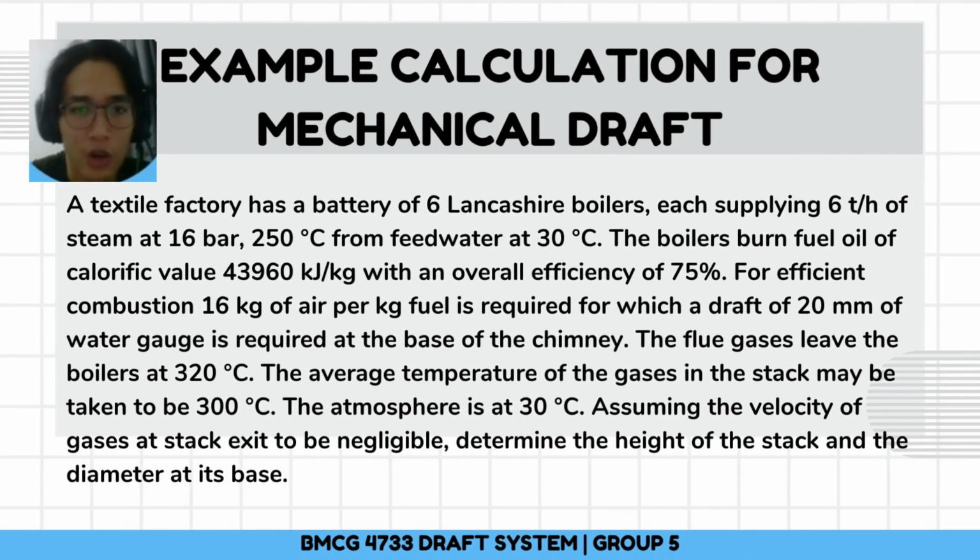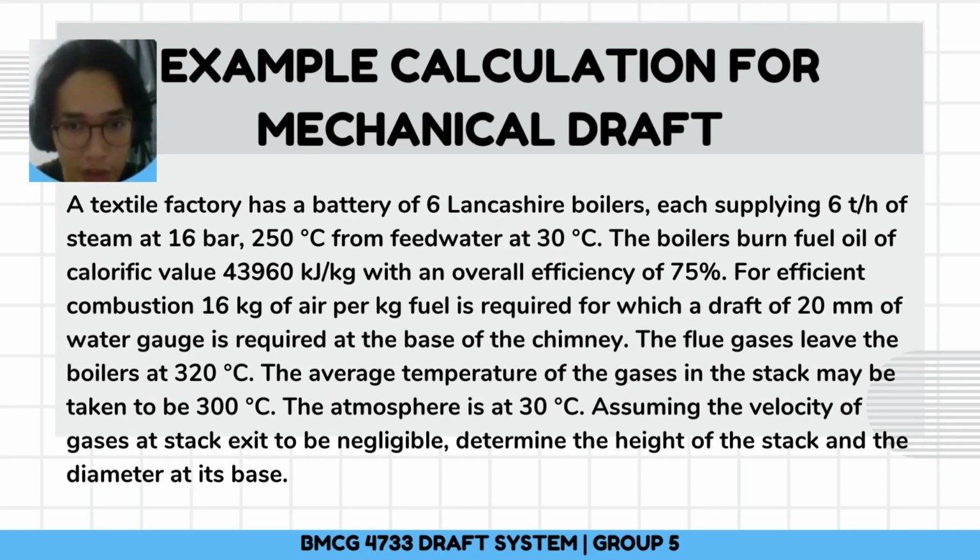Another example of calculation for mechanical draft. The question is: a textile factory has a battery of 6 Lancashire boilers, each supplying 6 tons per hour of steam at 16 bar and 250 degrees C from feed water at 30 degrees C. The boilers burn fuel oil of calorific value 40,960 kJ per kilogram with an overall efficiency of 75%. For efficient combustion, 60 kg of air per kilogram of fuel is required, for which a draft of 20 mm of water gauge is required at the base of the chimney.